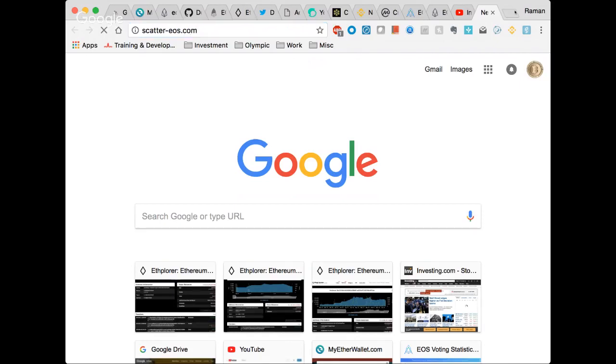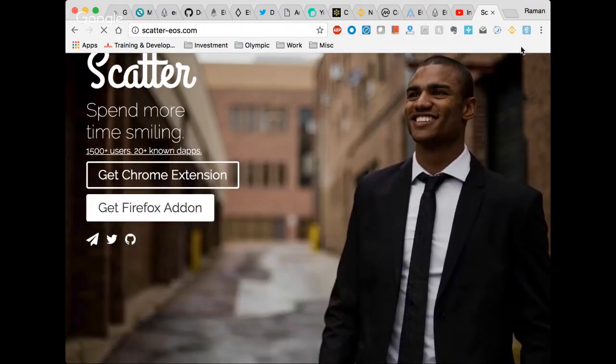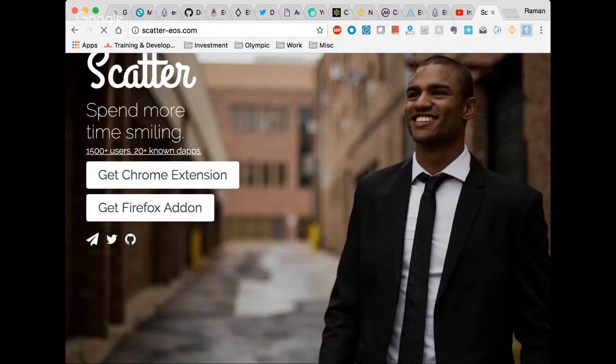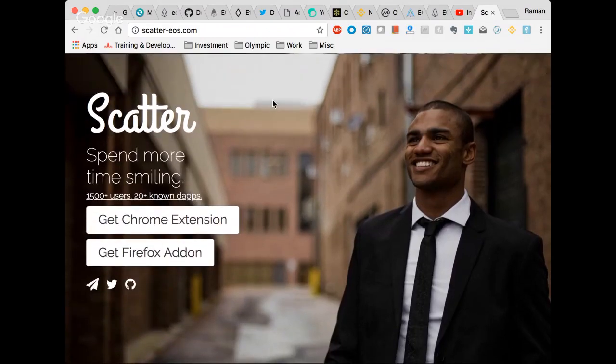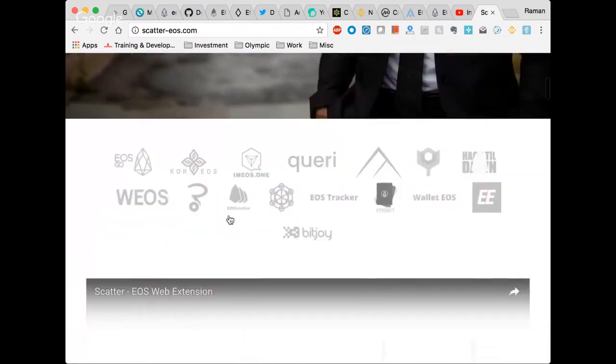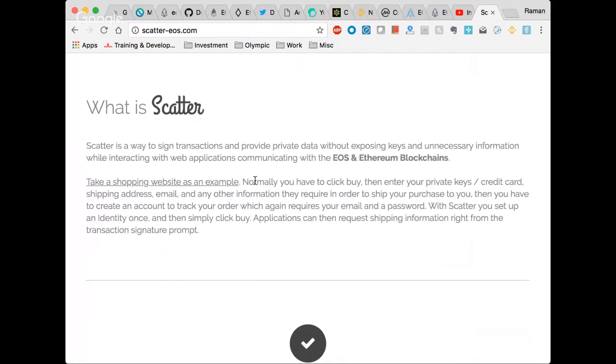If I can reach there. Scatter actually is allowing the Chrome extension. So if you open this Scatter wallet, I'm not going to unlock it here, but they have a way to create more and more accounts, and you can create a new key pair with a new account. They were charging 1 EOS for it. I think 1 EOS for every account.